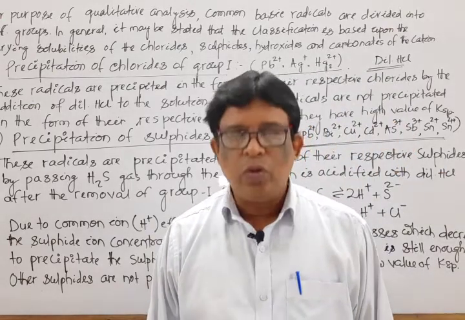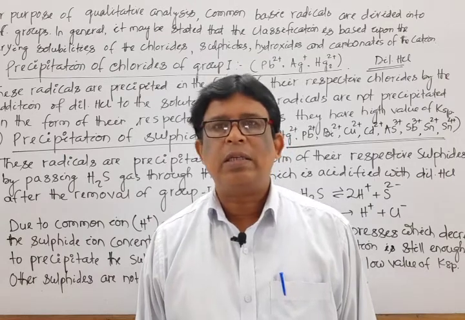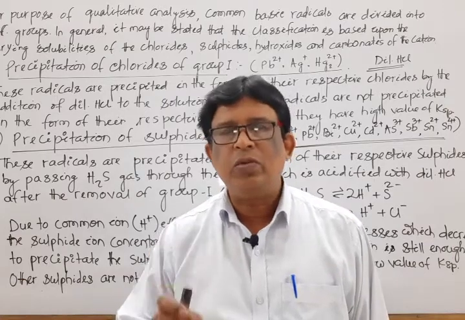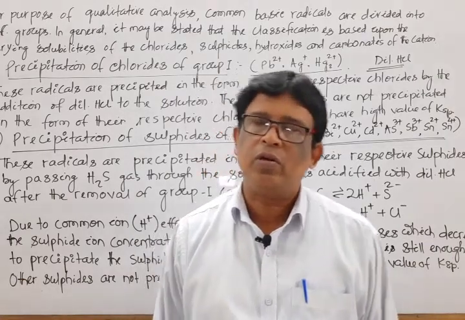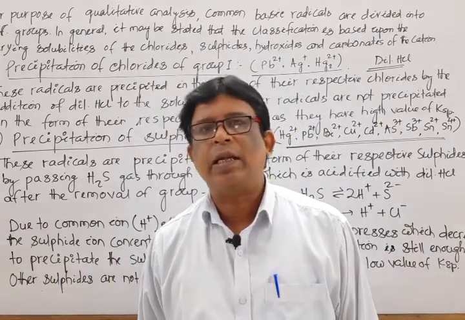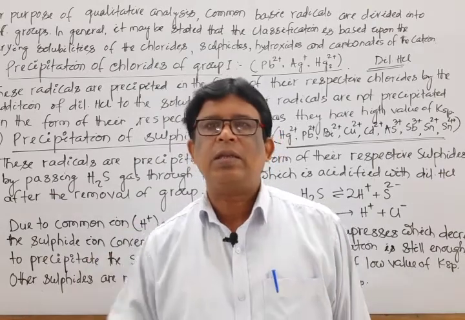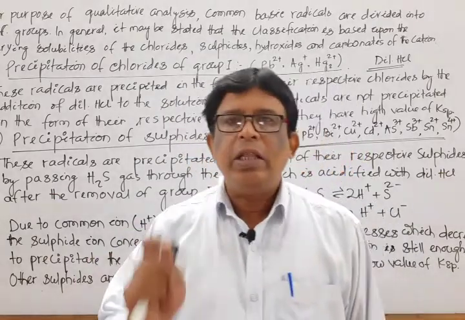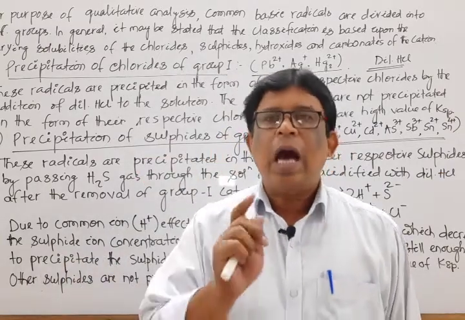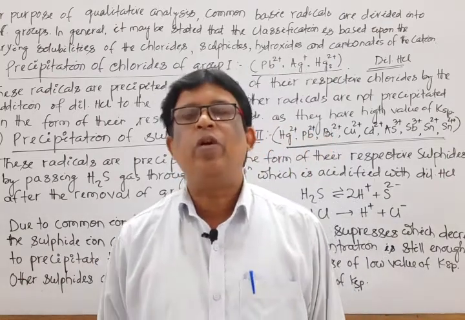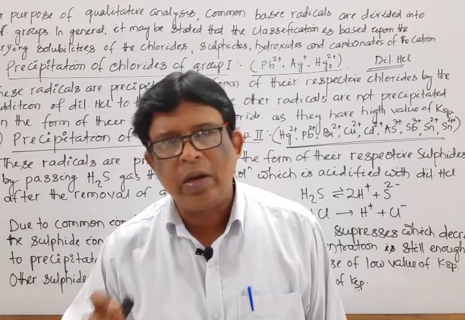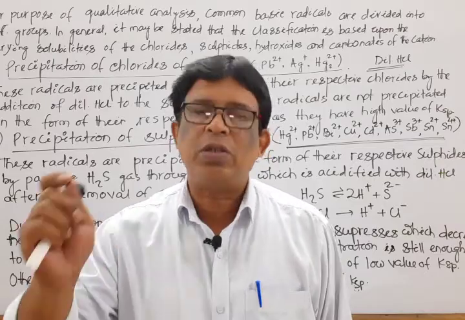First one is group 1 radicals. Group 1 radicals are Pb2+, Ag+, Hg2 2+. These cations come under group 1 and their group reagent is dilute HCl. It has been found that all these cations are precipitated in the form of their respective chlorides because they have a high value of ionic product in comparison to their solubility product. Other cations are not precipitated here because of the high value of solubility product.